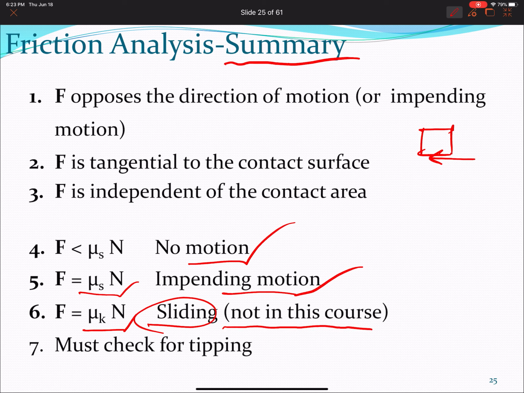And finally, we must check for the possibility of tipping or rocking. A key part of that check will be to calculate moments, to use the moment equation when the normal force is right at the corner, because that will allow me to rock the rigid body.